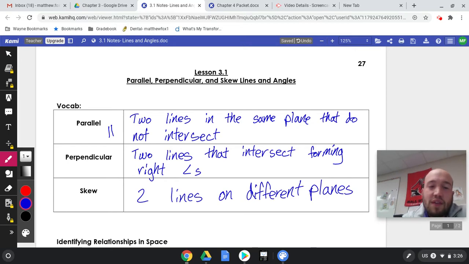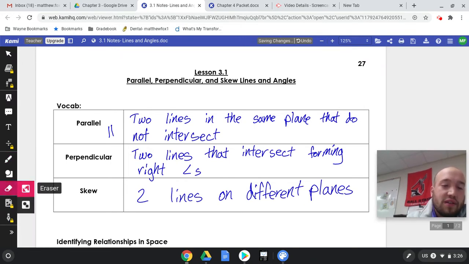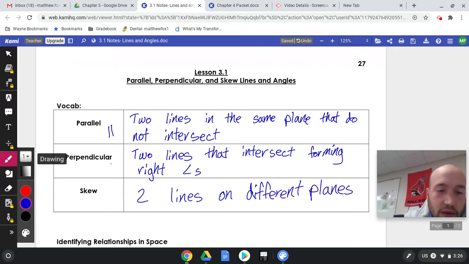Okay. The next one, perpendicular. This is when 2 lines intersect, forming right angles, and the symbol for this looks kind of like an upside down T. Here, let me draw that again. That's not my best. So, like that. You can see there's 2 right angles here formed. There's 1 on each side.